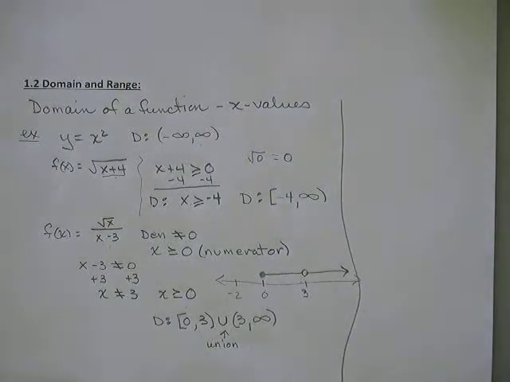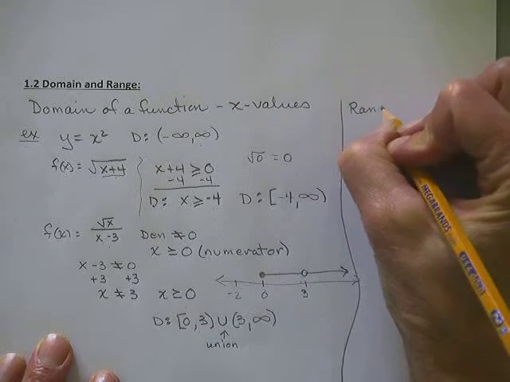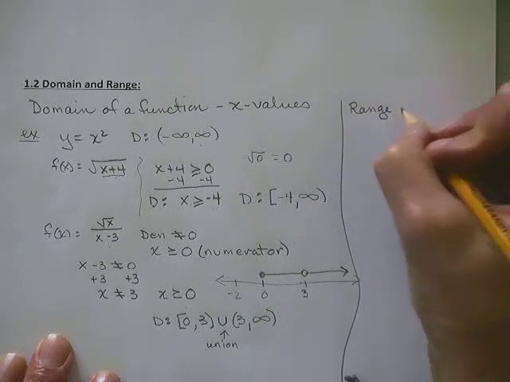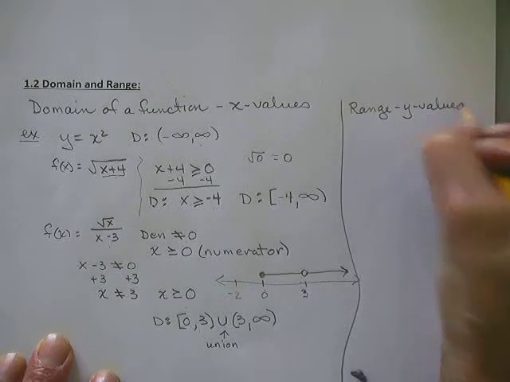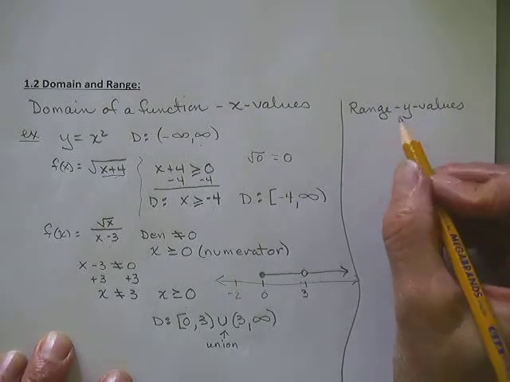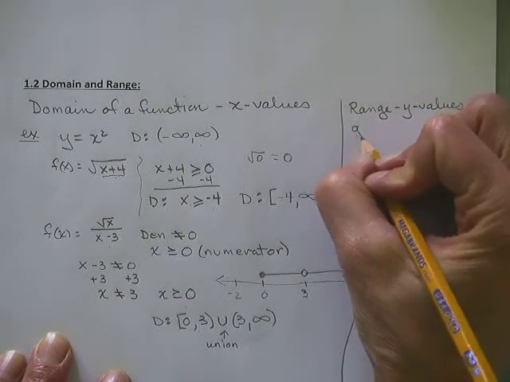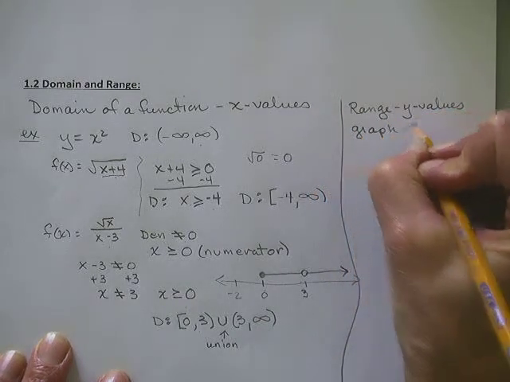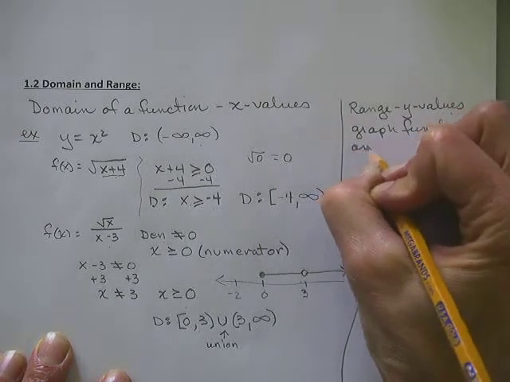Now the next thing is range. Well, we know that range is our y values. Domain is the x values, range is the y values. Okay? The best thing to do to find out which y values work is to graph the function and look on the calculator.